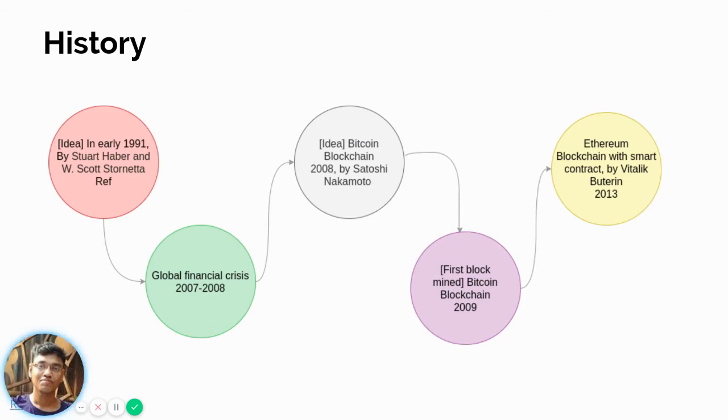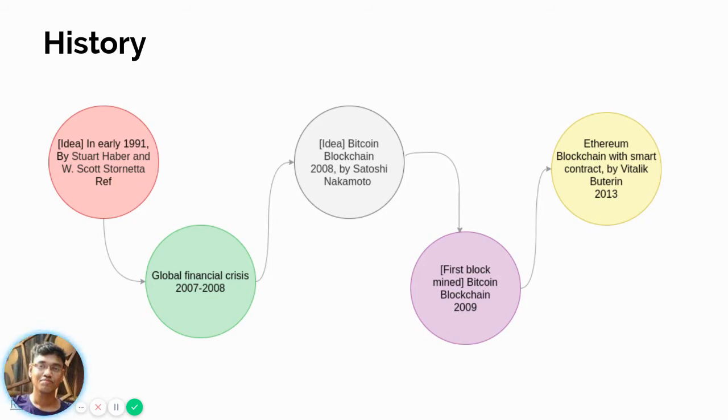Now let's take a look at the history of blockchain and how it evolved. In 1991, Stuart and Scott came up with the concept of building a distributed file system, which should not be controlled by one party but by a decentralized system.